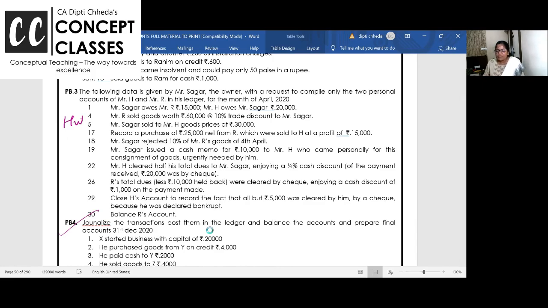Following data is given for Sagar, the owner, with a request to compile the ledgers. Only two party ledgers have to be made. It's not a huge ledger. Purchase, sale, plant and machinery are not there. Just only 2 party ledgers. But you need to work out the cash discount and trade discount, and do it. Okay. So third problem is homework. Fourth and second we have done.